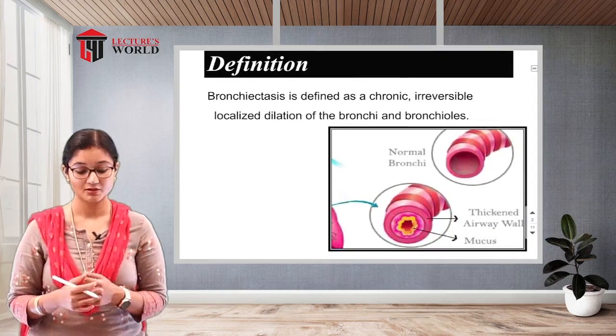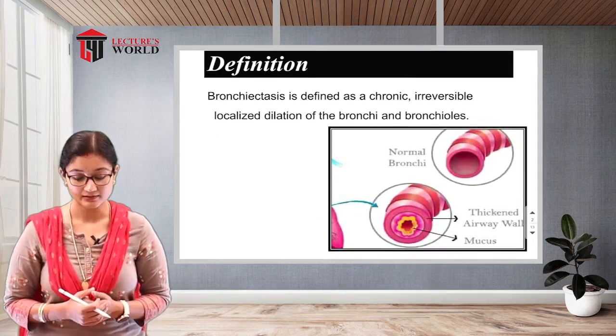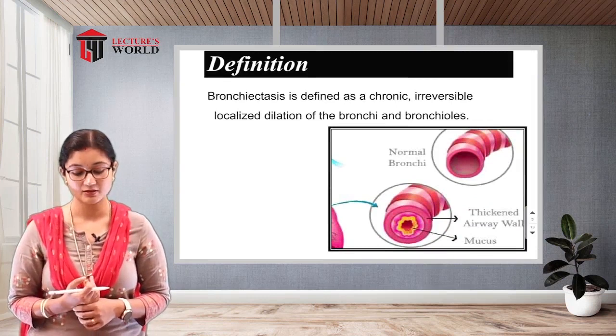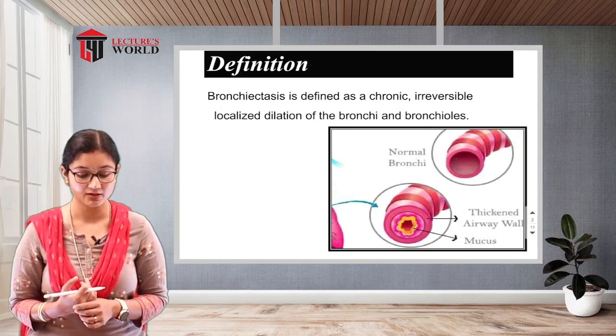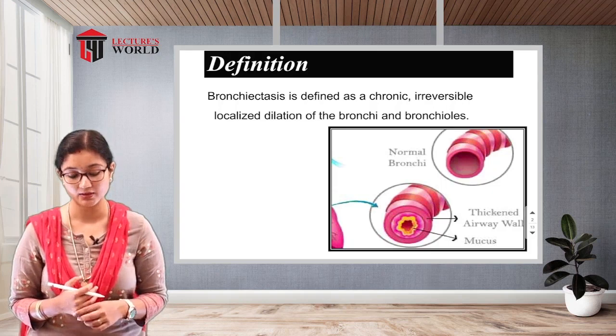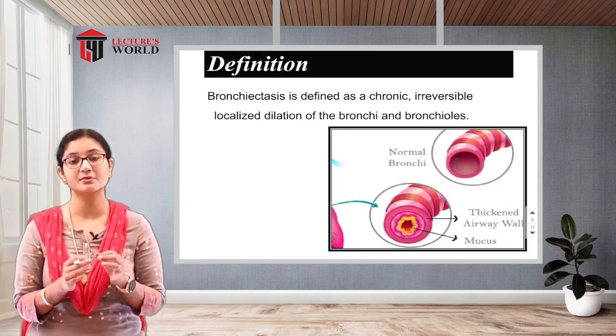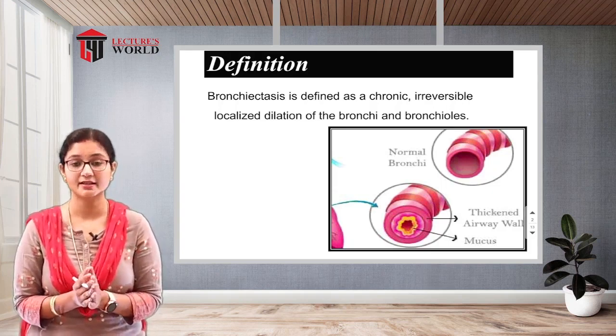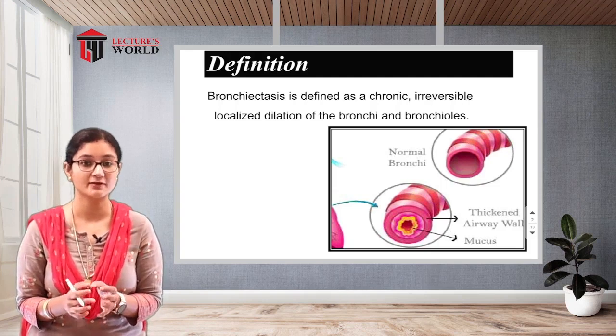The definition: bronchiectasis is defined as a chronic, irreversible, localized dilation of the bronchi and bronchioles. So here the main problem is with our airways. Okay, with our airway is the main problem.